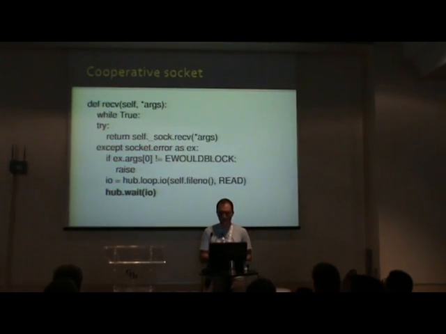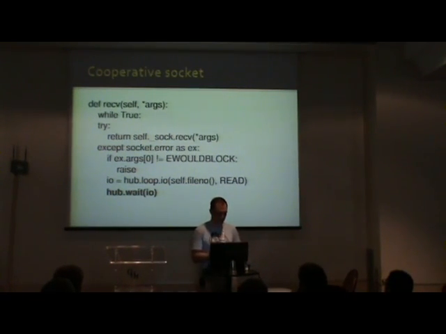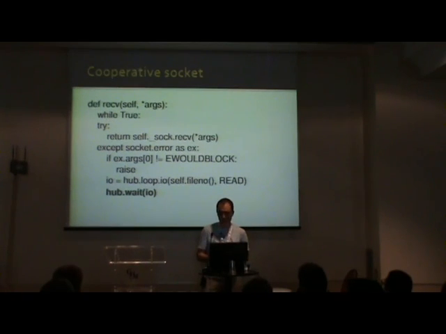So you have cooperative sleep. Now you can implement cooperative socket. What's a cooperative socket? It's a kind of socket that looks like a blocking socket, but actually wraps a non-blocking file descriptor. So when you call receive on a non-blocking file descriptor, it can fail with the try again error, or you would block. That's no problem. We just call the wait function with an IO watcher, and then we pause the greenlet until the descriptor is ready and try again.